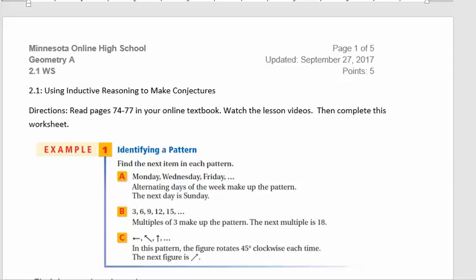Hello, this is Ms. DB, and in this video we are going to go over how to do some of the problems from your worksheet on Chapter 2, Section 1, which is using inductive reasoning to make conjectures.